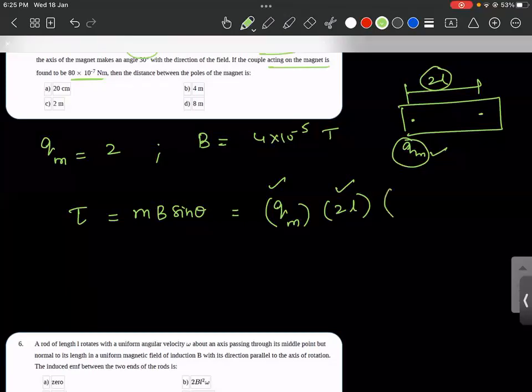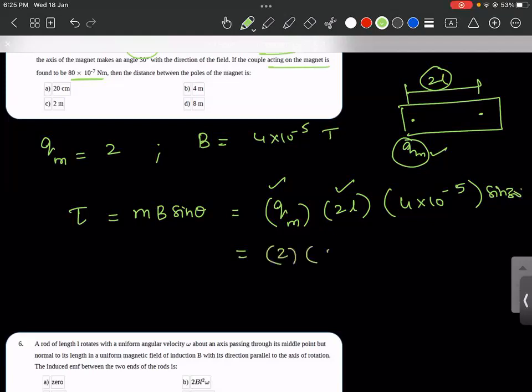The magnetic dipole moment multiplied with the magnetic field is 4 into 10 power minus 5 into sine of theta. What is the value of theta? Sine 30 degrees. That is going to be half. So QM into 2L is what you need to find, into 4 into 10 power minus 5 into sine 30, which is half. What is the value of torque? 80 into 10 power minus 7.